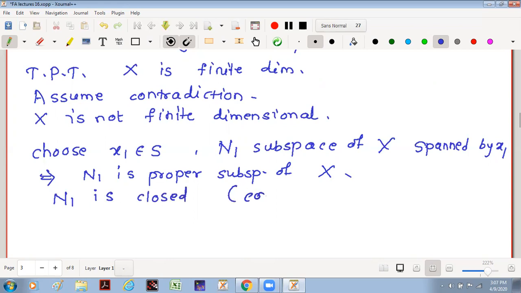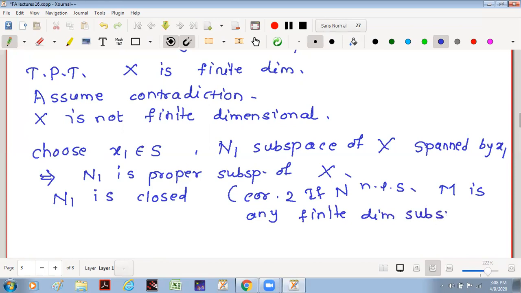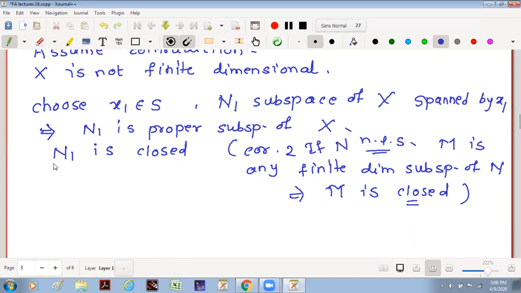N1 is closed, by corollary number 2 we have seen in the last lecture, which depends on the proof that all norms are equivalent to one another. I will write the statement in short. If N is a normed linear space and M is any finite dimensional subspace of N, then M is closed. That is, if we have a finite dimensional subspace of a normed linear space N, then it is closed. This is the statement of corollary number 2 we proved in the last lecture. According to this, N1 is closed.